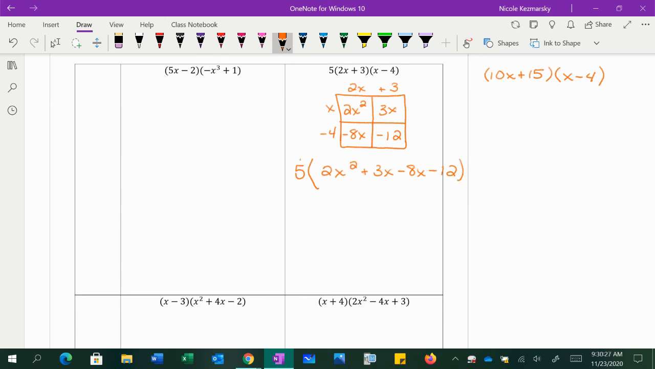And then I can combine like terms because I've got the 3x and the 8x. So 2x squared minus 5x minus 12. And then I can distribute the 5 to all three of the terms inside the parentheses. So 10x squared minus 25x minus 60.